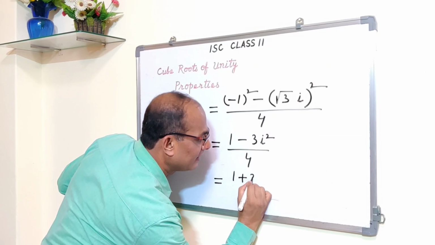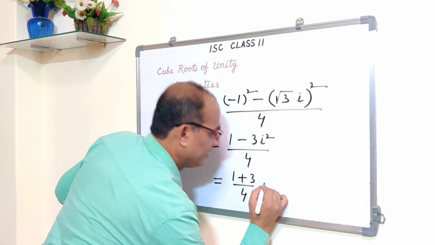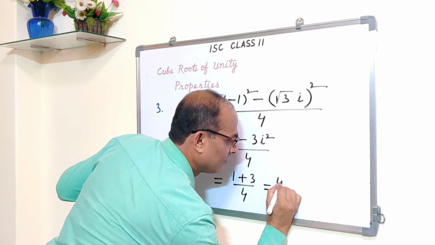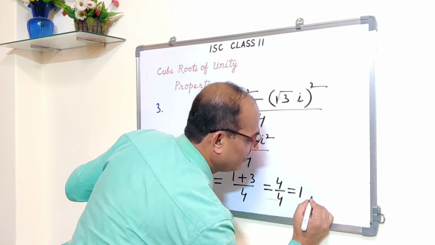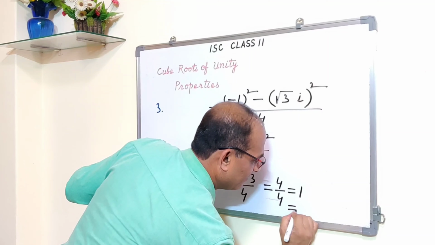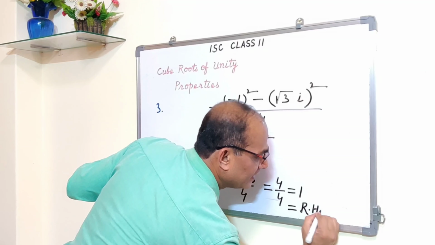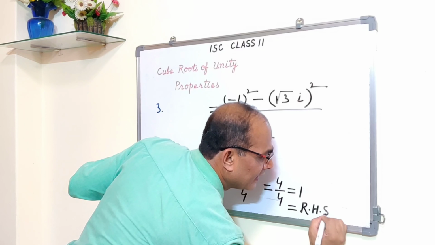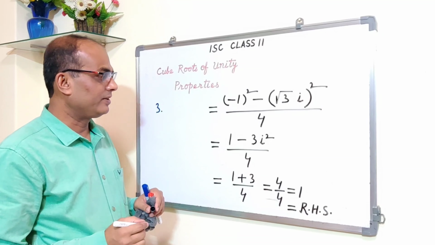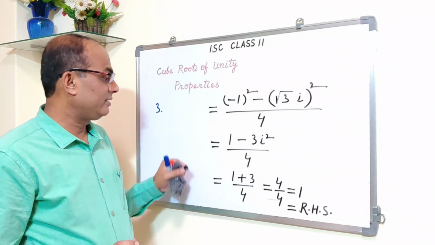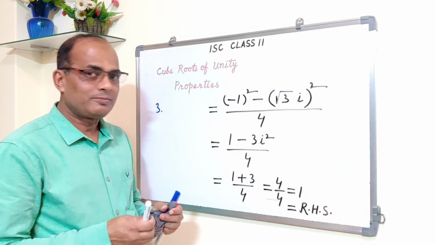Alright. Whole divided by 4. And this gives you 4 whole divided by 4. And this gives you 1. And this is your right hand side. Which is equal to right hand side. Proved. You can write down here, hence proved. So we proved that omega cube is equal to 1. Clear? That is the third property.